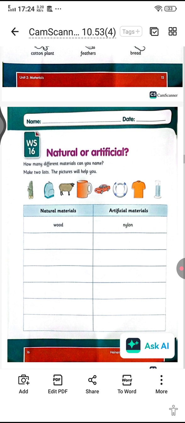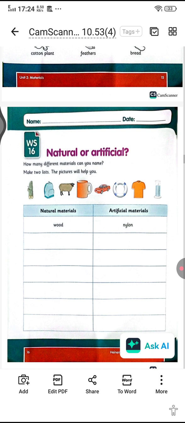Okay, ji. Natural materials are the materials that are given by the nature. From the nature we find it. These are the gifts of God. And artificial materials are the man-made materials that are made by human beings. First is nylon given, that is artificial, and wood is given, that is natural.